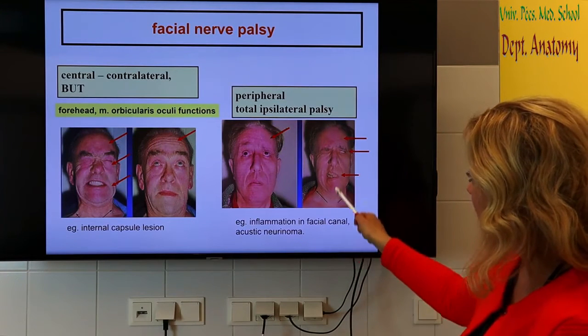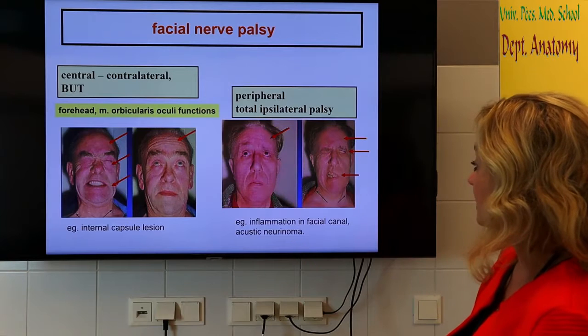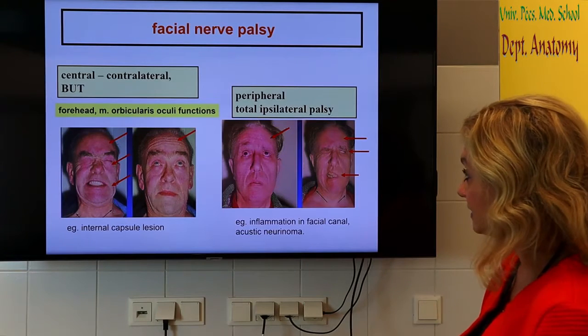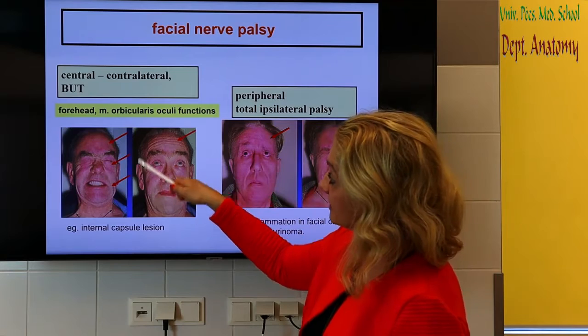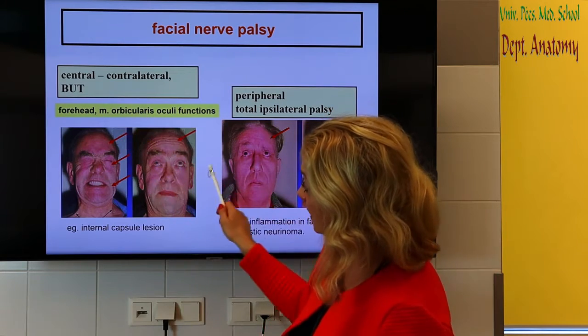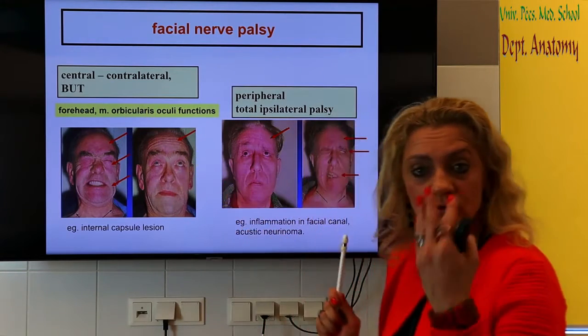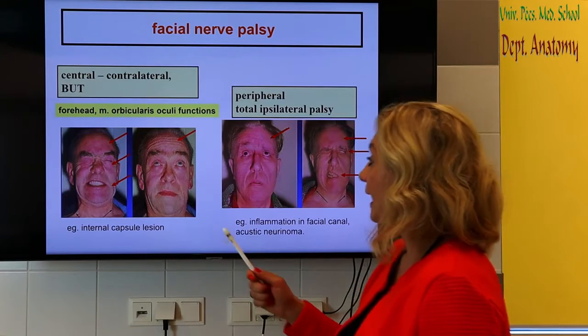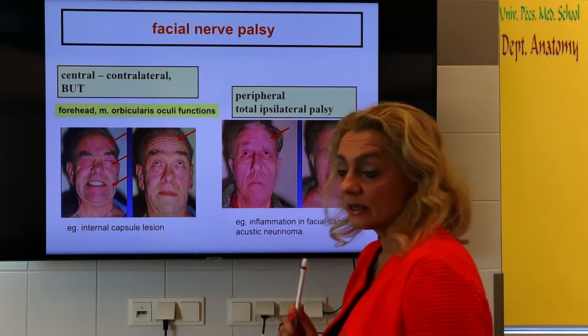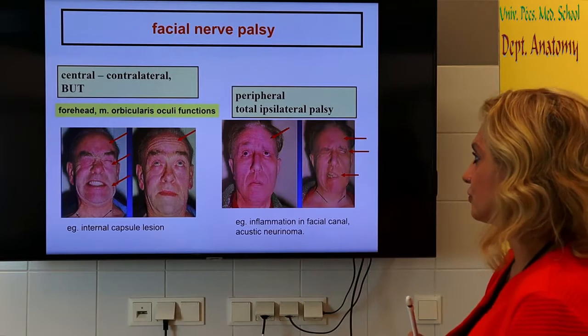Here you can see that on this side, this patient has lost all muscle activity. In contrast, in the central lesion, the patient is still able to wrinkle the forehead and can close the eye, which is very important functionally.